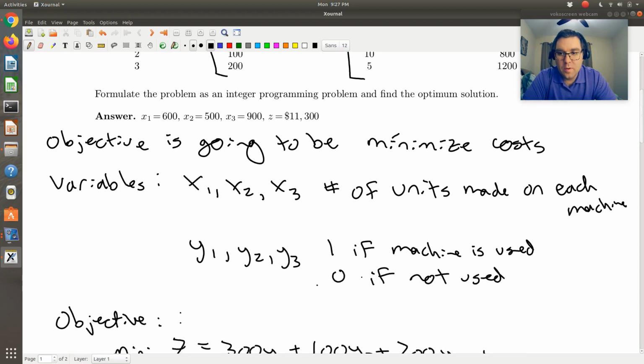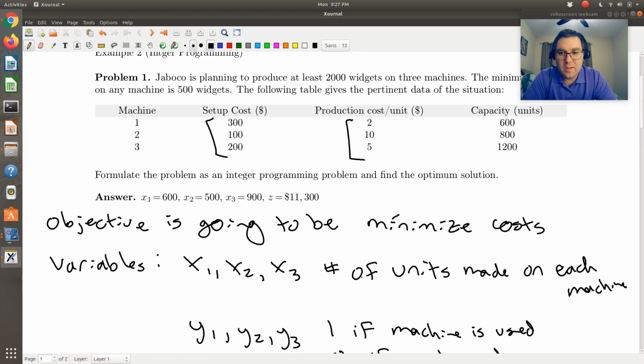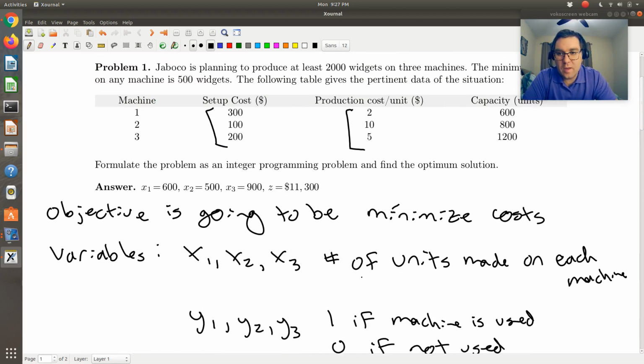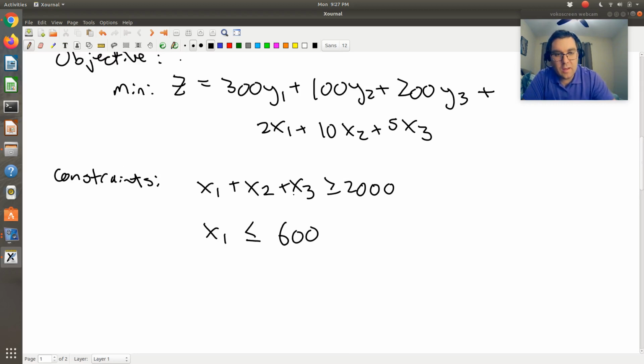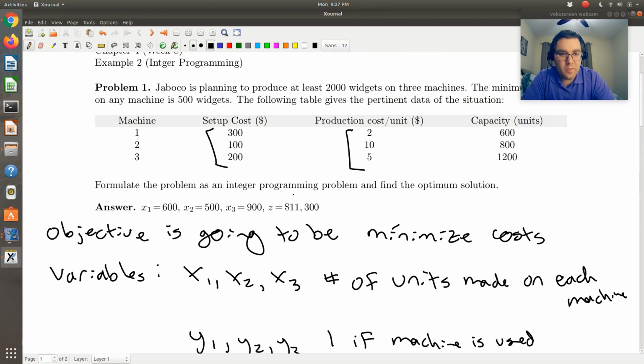So let's go through and formulate this. On machine 1 I have a capacity of 600. If I was to write this down, the first thought would be x1 is less than or equal to 600. That'd be my first thought of how I would write down this capacity.